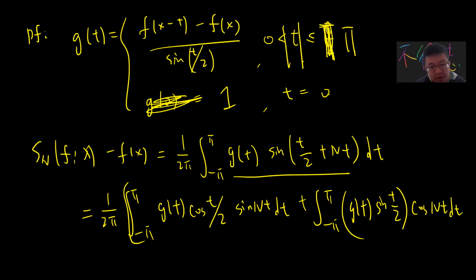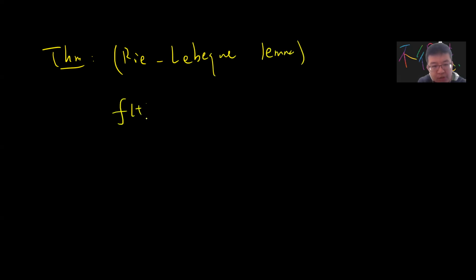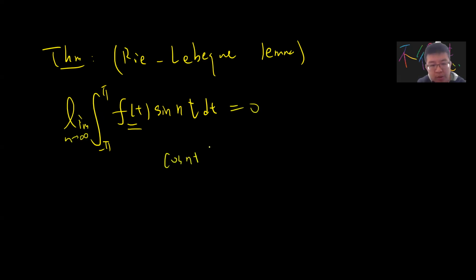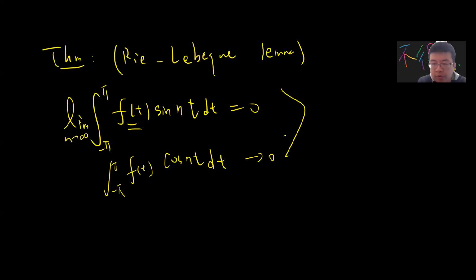So then what? Then we should use a theorem, right? There's a theorem that I proved before called the Riemann-Lebesgue lemma. The Riemann-Lebesgue lemma says that if you have an integrable function, times the sine(nt) dt for any region, let's say negative pi to pi, and the limit as n goes to infinity, then this guy will be 0. Okay, and then this guy can also be 0. So this is using the previous proof.